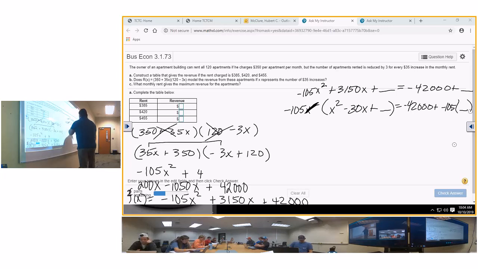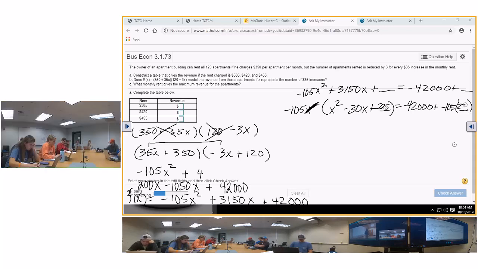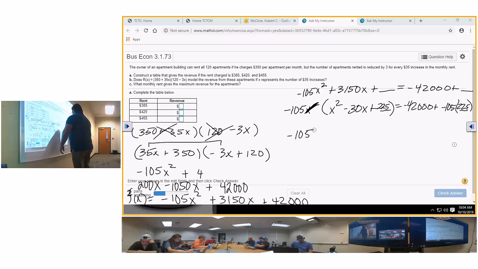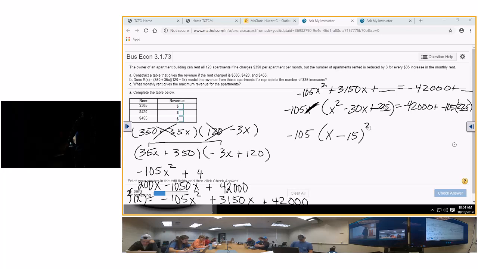Half of 30 is 15. 15 squared is 225. And then that's going to give us negative 105 times x minus 15 quantity squared is equal to, what's 105 times 225?